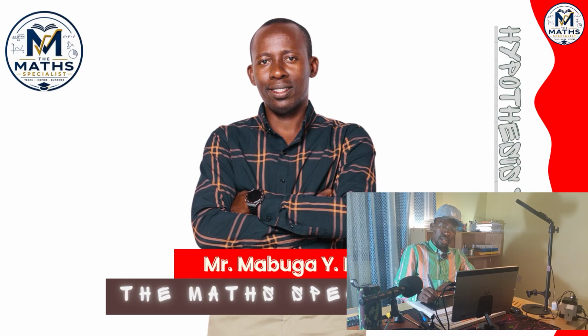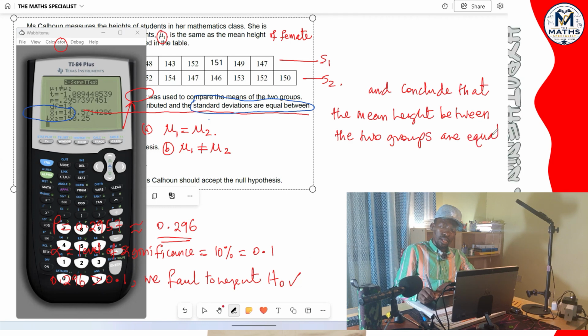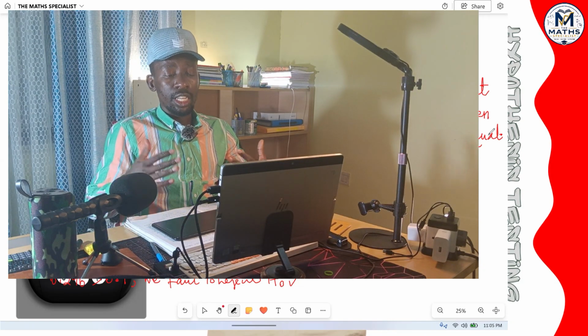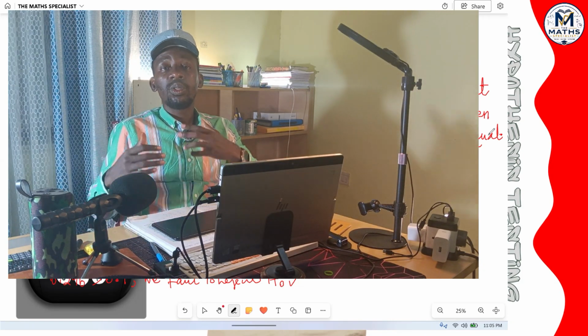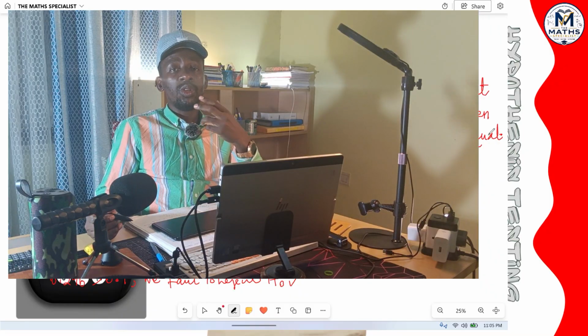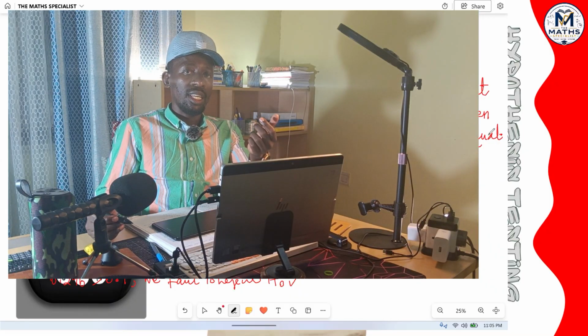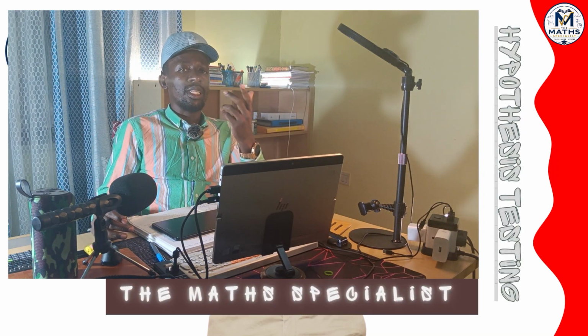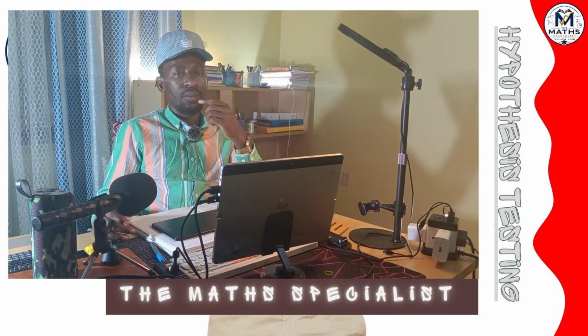the mean height between the two groups are the same or are equal. So we failed to reject H0. Why have we failed to reject H0? Because we don't have sufficient evidence. And we conclude by saying that the mean height between the two groups are the same.